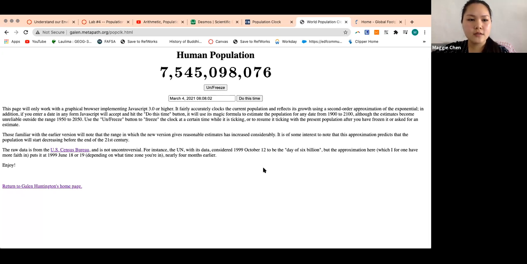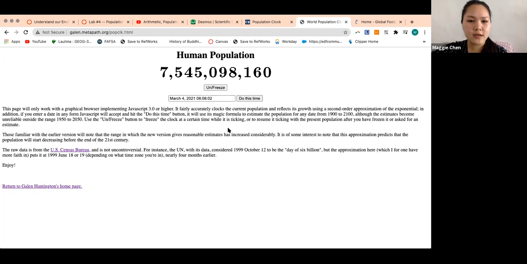Another type of population clock is this website, using JavaScript 3.0. It's a geographic browser, and this population clock is created by a professor from UC Berkeley. It estimates the population from any date between 1900 and 2100. I think it's a little bit more accurate specifically because the US Census Bureau has some limitations to what data they can gather.